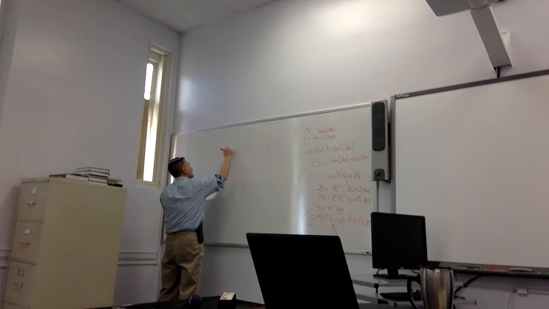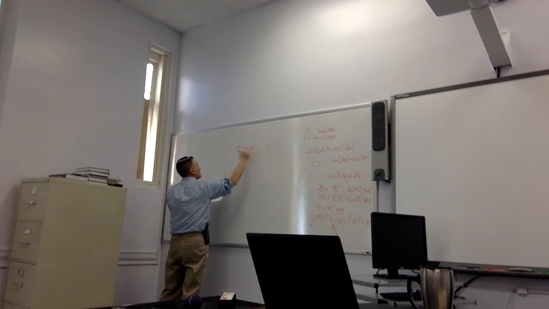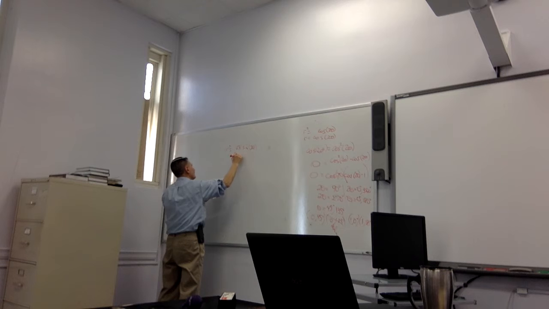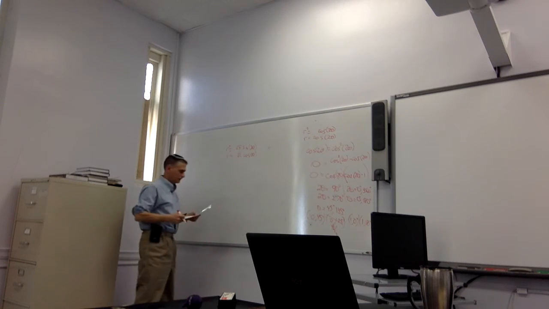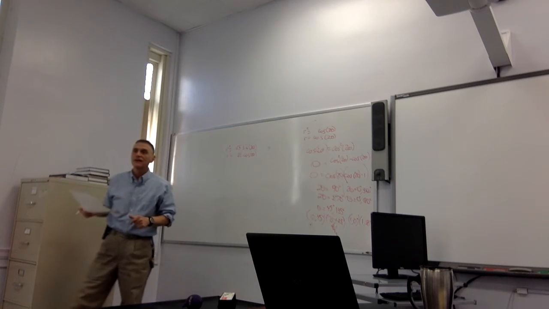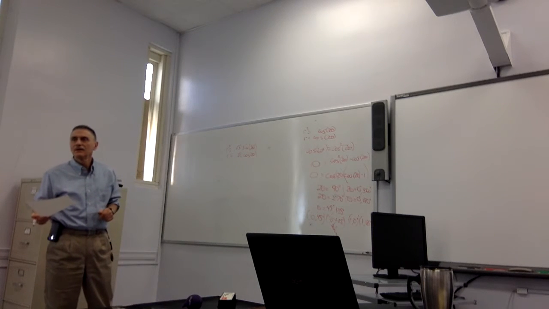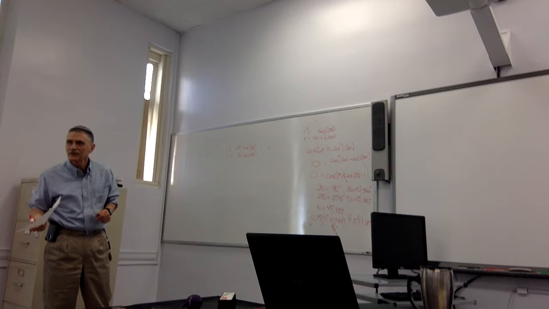So r squared equals the square root of 3 sine of 2 theta, and r is equal to square root of 2 cosine of theta. Are the numbers correct? Okay, good job.